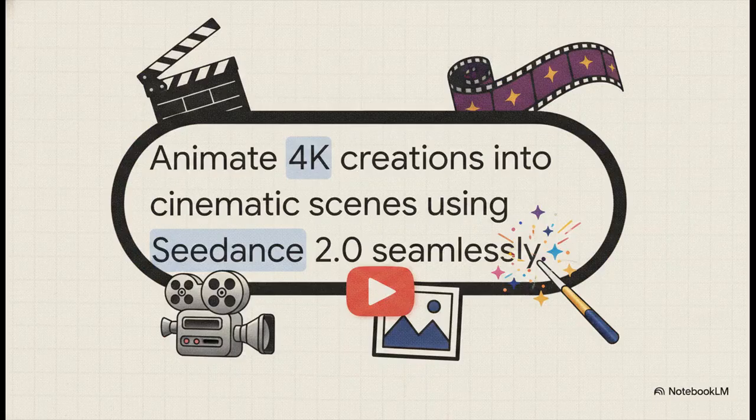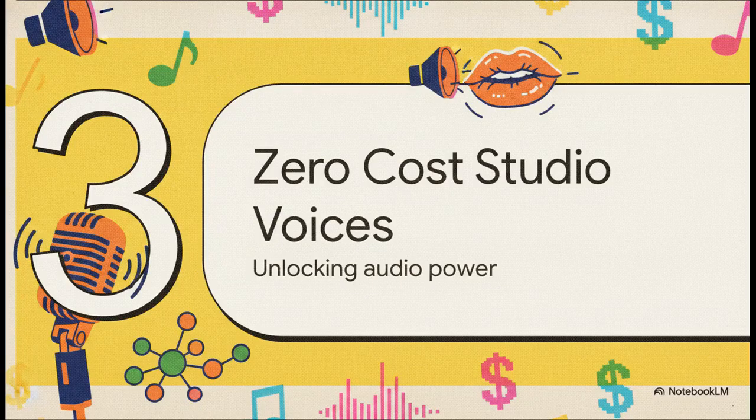But here's the real kicker. You aren't just getting still images, you can bring them to life. Higgsfield actually allows you to take those 4K masterpieces you just generated and animate them into cinematic scenes using their Seedance 2.0 model. You are effectively getting a Hollywood-level pre-visualization and animation studio right in your browser. Being able to make unlimited images for free and then animate them seamlessly is an absolute cheat code for modern content creation. Okay, part 3, studio voices at zero cost.